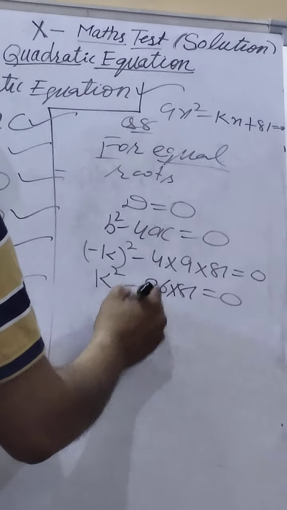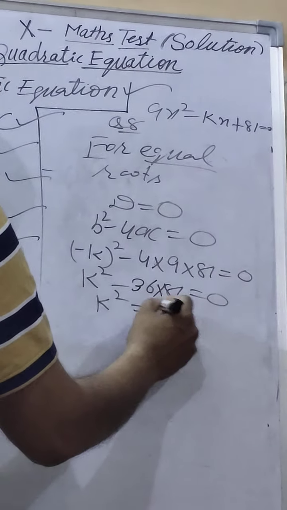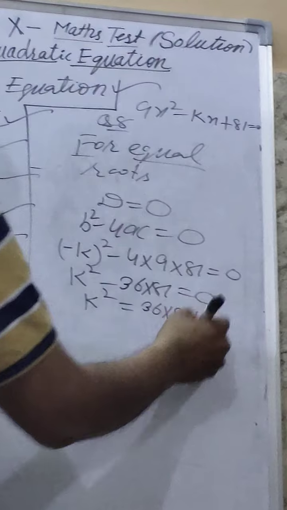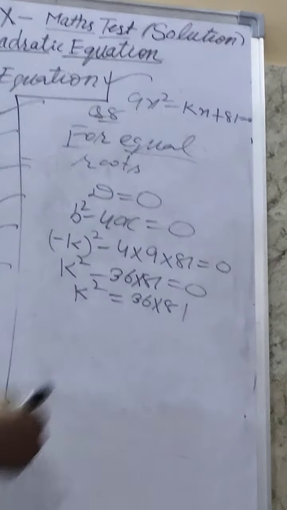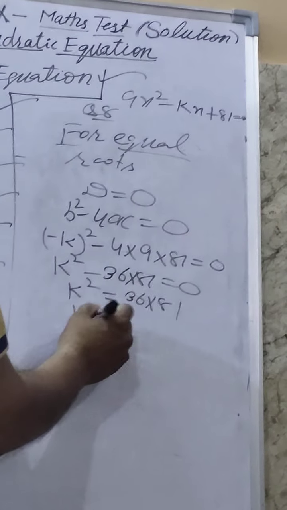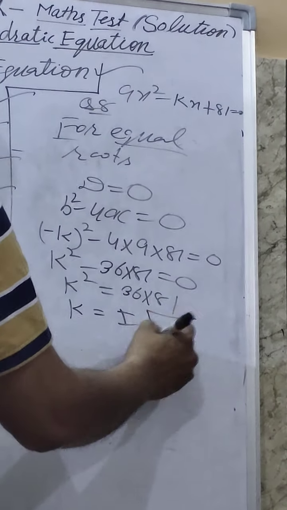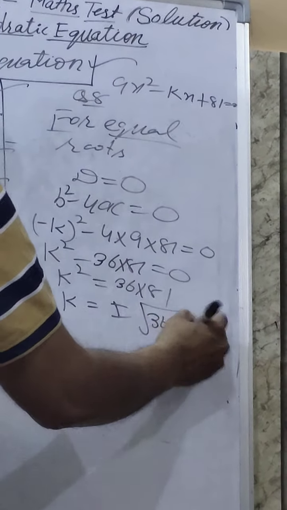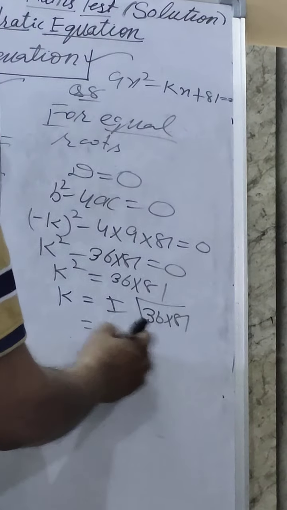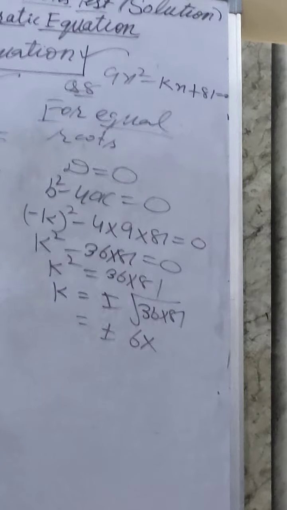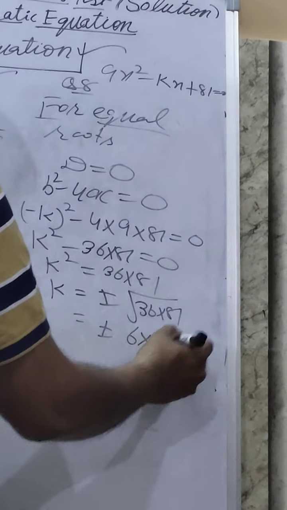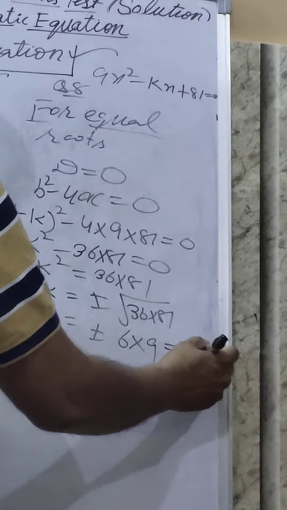Clear this? So it is k square. Shift that side, 36 into 81. You know very well, if I remove the square, then on that side plus minus square root will come. So plus minus, 36 square root is 6, 81 square root is 9. So 9 6s are 54.